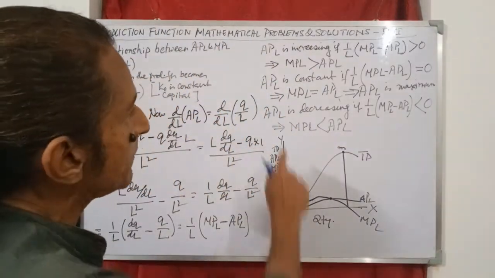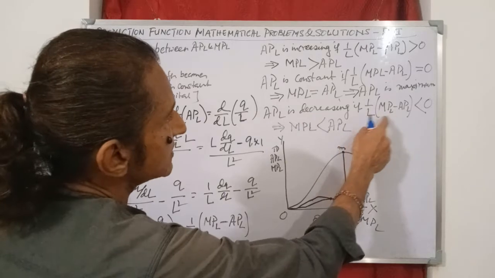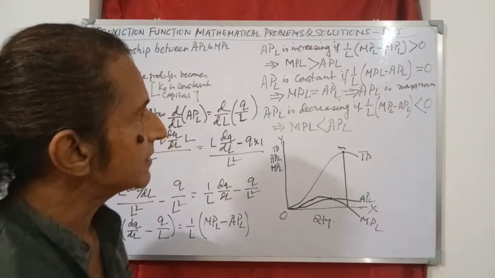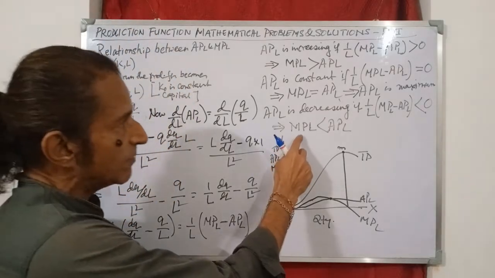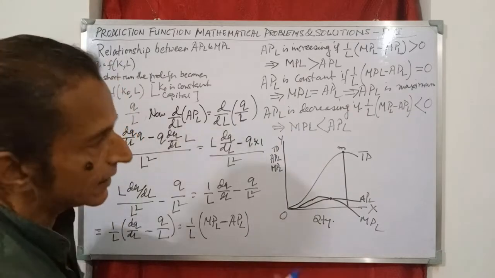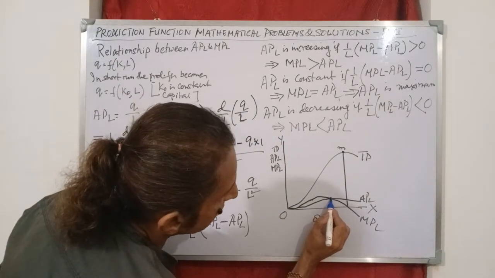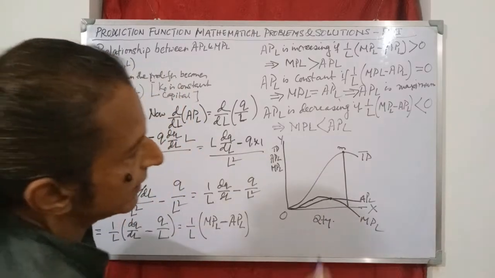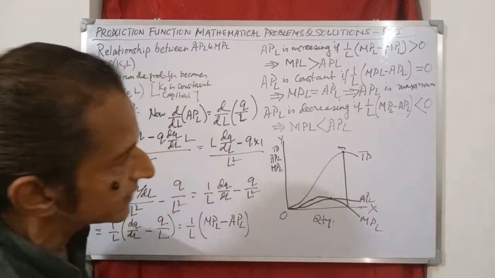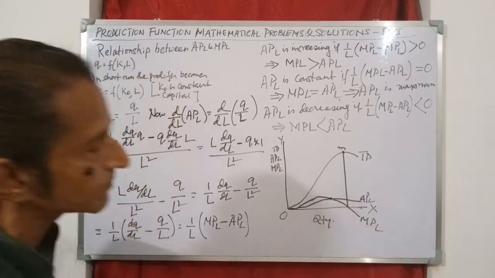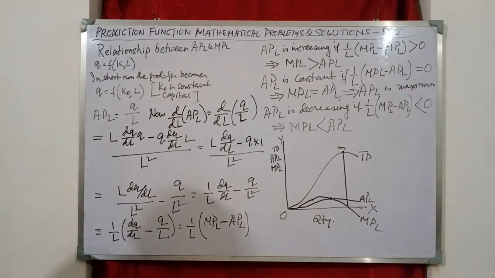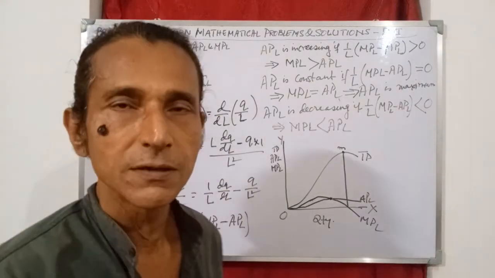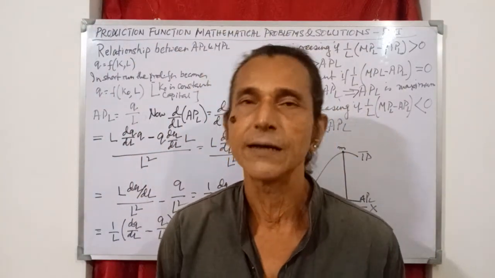Next, APL is decreasing if this is less than 0. That is, if 1/L multiplied by (MPL minus APL) is less than 0, that is, if MPL is less than APL. Here you see, beyond the maximum point of APL, MPL lies below APL. That is, MPL is less than APL. Correct? So these are the relationships between marginal productivity of labor and average productivity of labor.